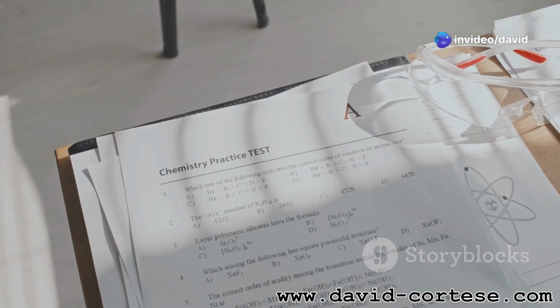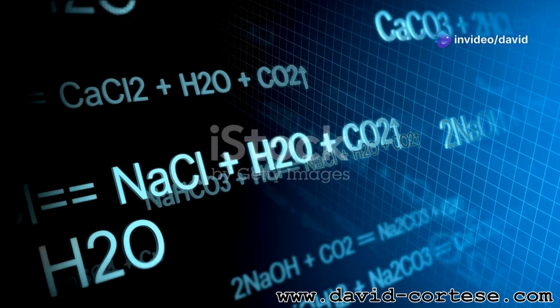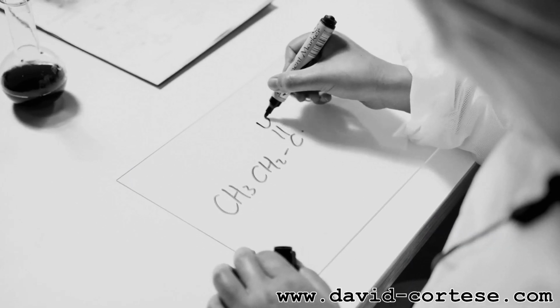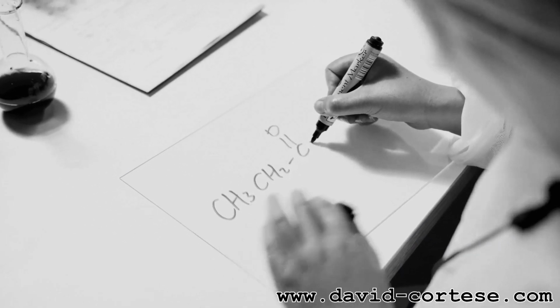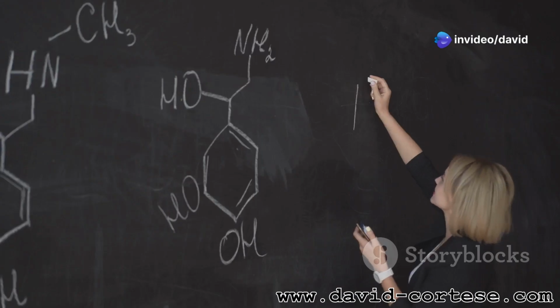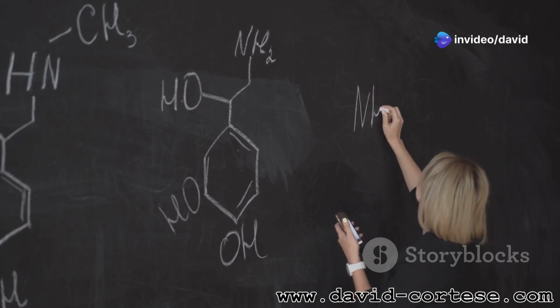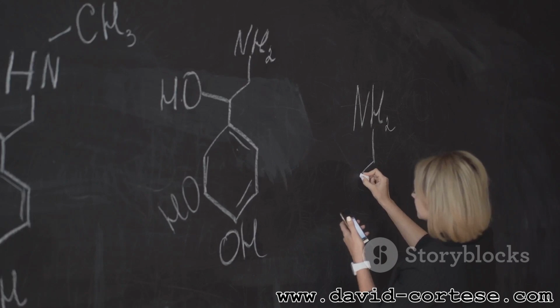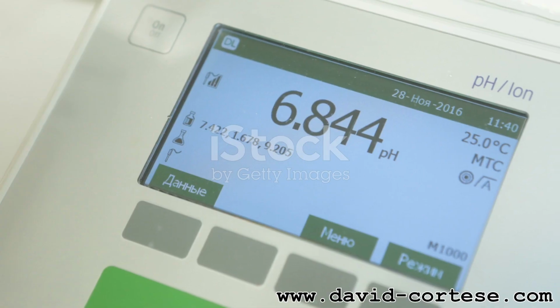Next we adjust the coefficients. To balance the hydrogen we need 2 H2O on the product side. So our equation now reads CH4 plus O2 yields CO2 plus 2 H2O. Now we have 4 hydrogen atoms on both sides. To balance the oxygen we need 2 O2 on the reactant side, making our equation CH4 plus 2 O2 yields CO2 plus 2 H2O. Finally, let's check our work.